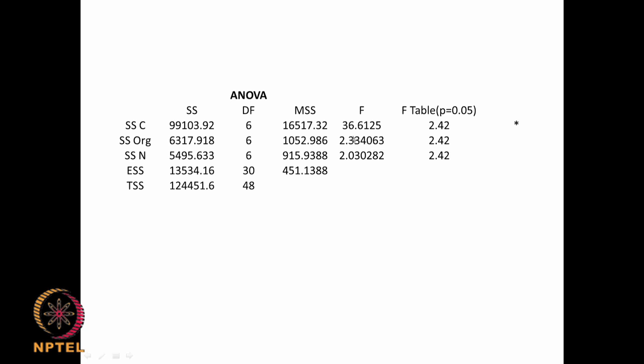But then on second thought, if you look at this number 2.33 and 2.42, we can say they are very close. So, obviously I need to do more experiments to be 100% sure whether I completely accept the null hypothesis or not. And same thing here also, 2.03 and 2.42 is not very far away. So, do I do more experiments on the nitrogen to be very sure to accept or reject the null hypothesis?